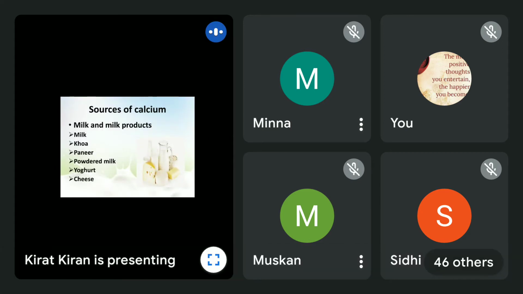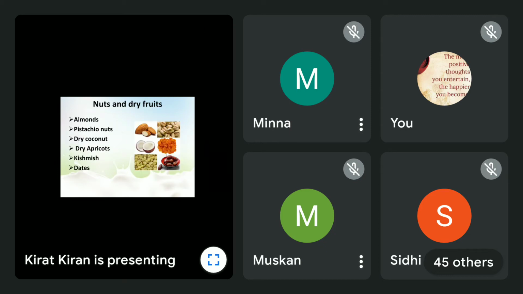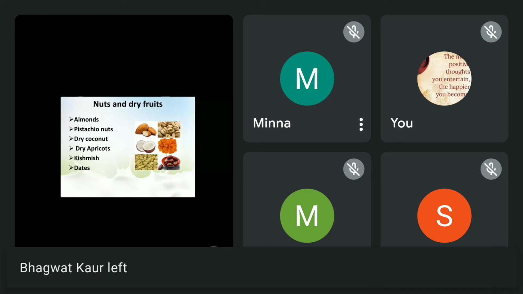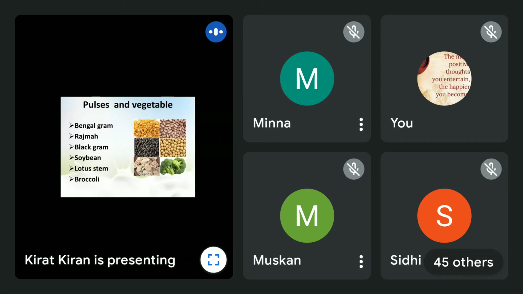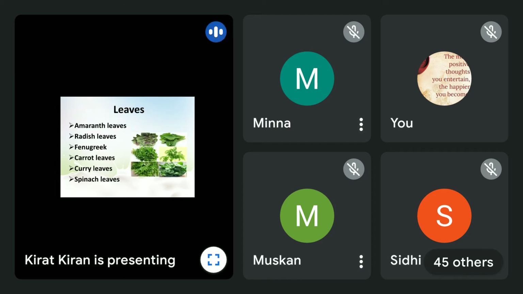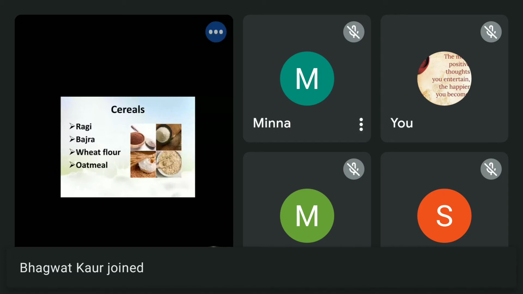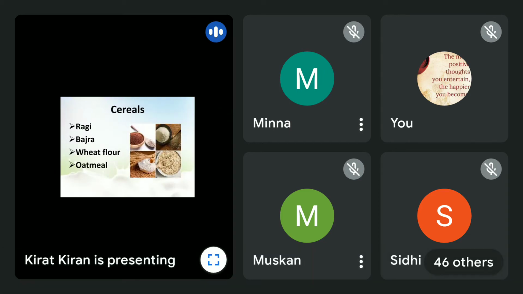Sources of calcium: milk and milk products, such as milk, khoya, paneer, powdered milk, yogurt and cheese; nuts and dry fruits, such as almonds, pistachio nut, dry coconut, dry apricot, kishmish and dates; pulses and vegetables, such as Bengal gram, rajma, black gram, soya bean, lotus stem and broccoli; leaves, such as amaranth leaves, radish leaves, fenugreek, carrot leaves, curry leaves and spinach leaves; cereals, such as ragi, bajra, wheat flour and oatmeal.